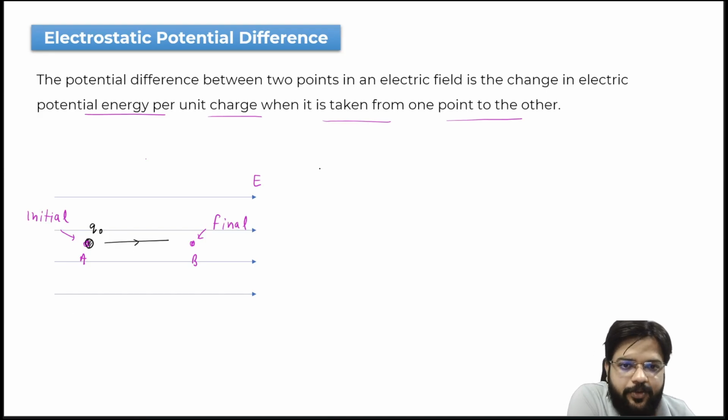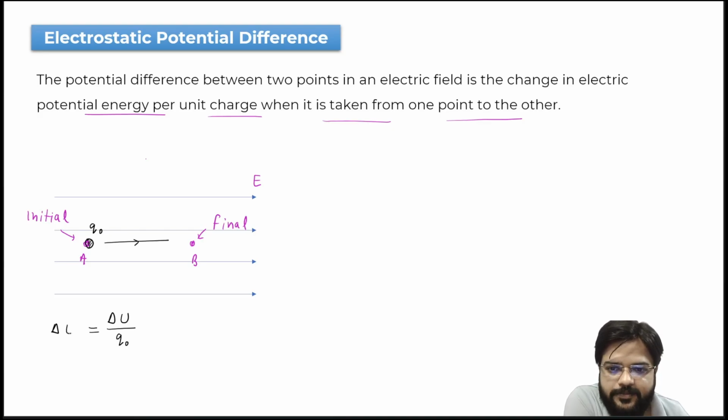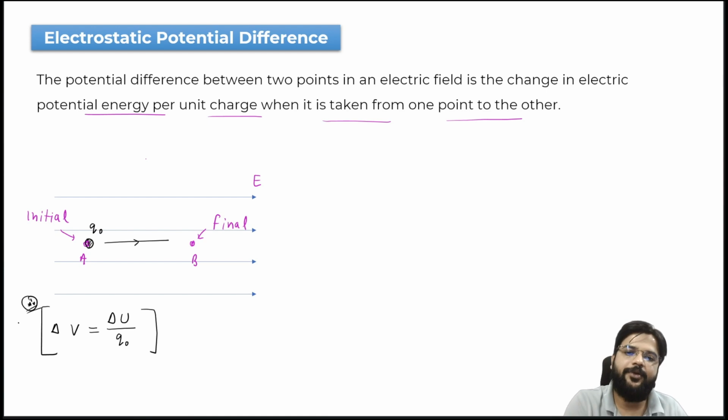So change in potential energy per unit charge is what? It is the electric potential difference, everyone. So what is the del V here? It is del U by Q naught. So this thing we are getting according to the definition. Del V equal to del U by Q naught. So change in potential energy per unit charge is the potential difference between these 2 points.